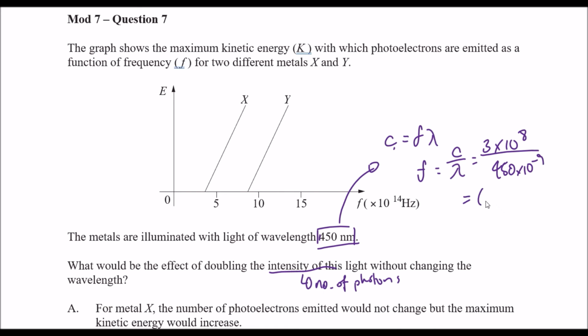So the answer I got was 6.67, or approximately in that form, 10 to the power 14. So it means that the light source range is around here. So we will get a photoemission for X, but we will not get an emission for Y.